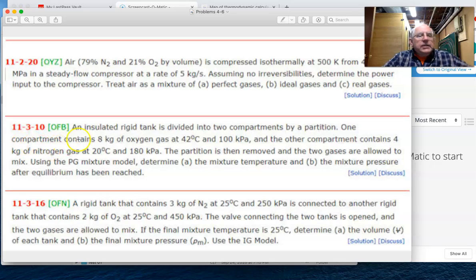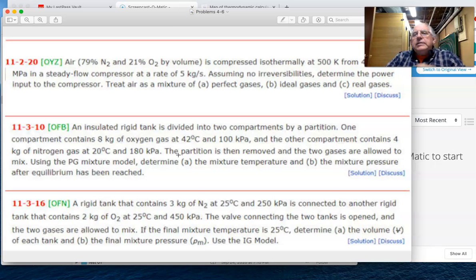One of the compartments contains 8 kilograms of oxygen at a temperature and a pressure. The other compartment contains 4 kilograms of nitrogen at a temperature and a pressure. The partition is then removed and the 2 gases are allowed to mix. We are asked to use the perfect gas mixture model to determine the mixture temperature and the mixture pressure after equilibrium has been reached.